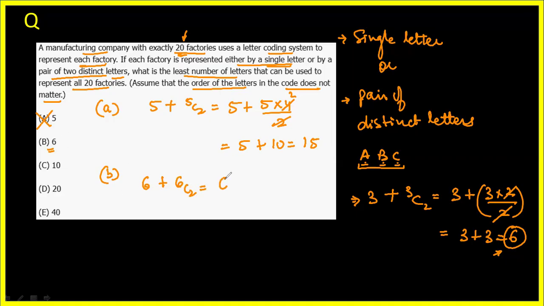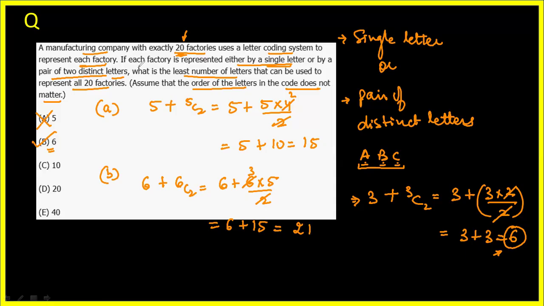Applying the formula, 6 plus 6C2 can be written as 6 into 5 divided by 2. Just now we have understood. So this is 6 plus 3 times 5, that is 15. That means 6 plus 15, that is 21. That means overall you require 20 codes for 20 factories, and you can generate 21 codes using 6 letters. That means that would be the minimum number which is required to satisfy the codes for 20 such factories. That means option B is the correct answer.